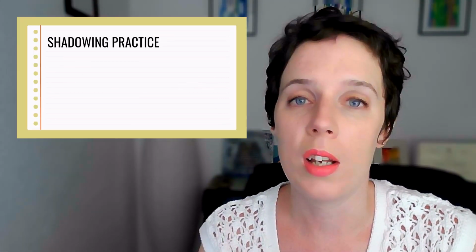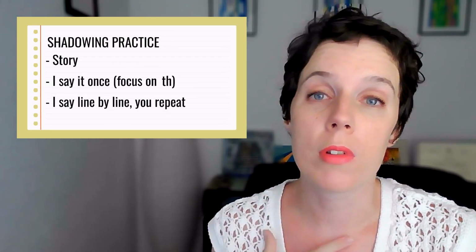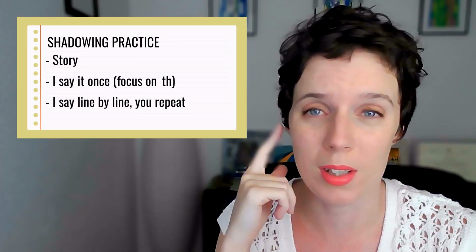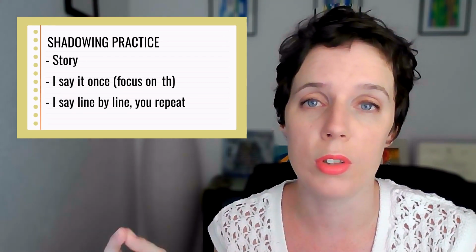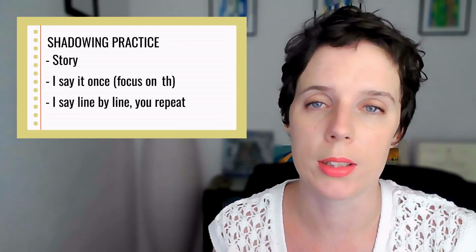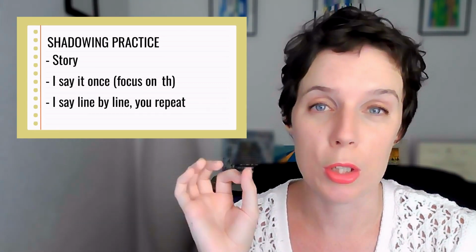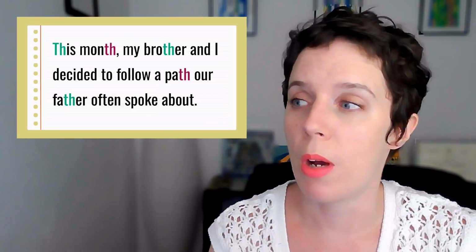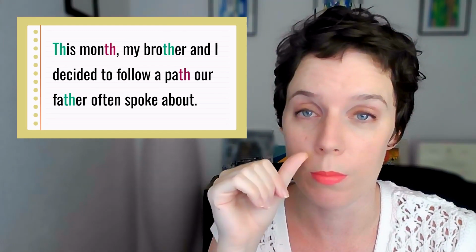All right, nice. So time to really get into our shadowing practice then. What's going to happen is I'm going to read a story once through, and I just want you to focus on the TH sounds, the voiced and the voiceless sounds. Then I'm going to read it again slowly, sentence by sentence, and I want you to repeat line by line. Again, try to really focus on those TH sounds. So let's take a look. As usual, voiced sounds are in green, voiceless sounds are in purple, okay?